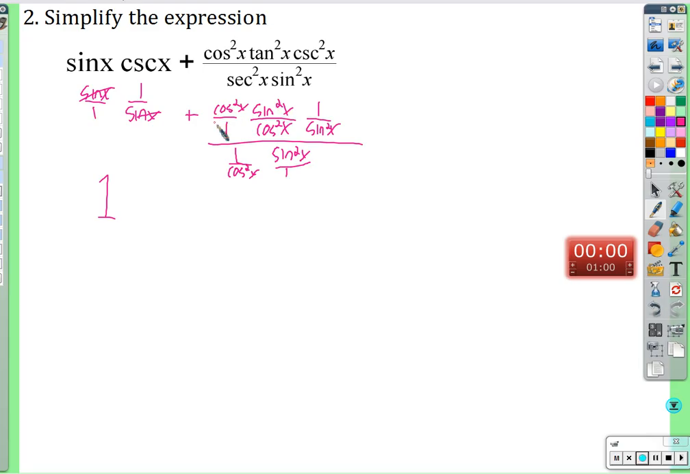So what about up here? What happens here? They all cancel each other out. So that'll be a 1 over whatever this term would become, tangent squared. And 1 over tangent squared is cotangent squared. And 1 plus cotangent squared x is cosecant squared. Good. Nice.